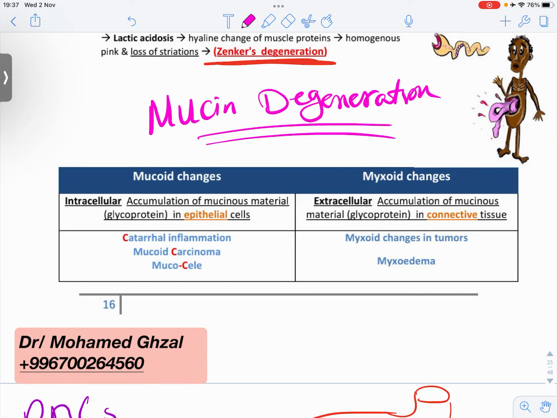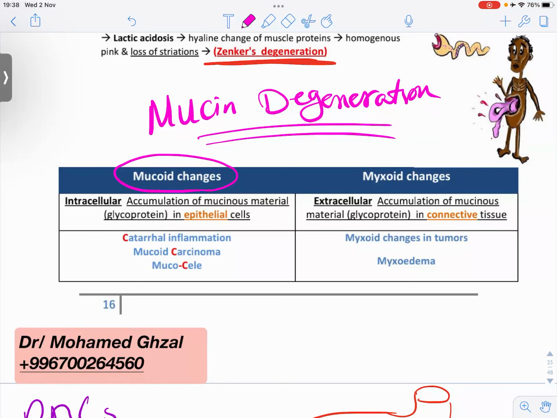So in some cases, we can see accumulation of mucin in epithelial cells. When mucin is accumulated in its normal site, which is epithelial tissue, we call it mucoid change.